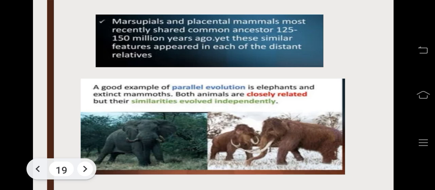Marsupials and placental mammals most recently shared a common ancestor 125 to 150 million years ago, yet similar features appeared in each of these distant relatives. A good example of parallel evolution is in elephants and extinct mammoths. Both animals are closely related, but their similarities evolved independently.